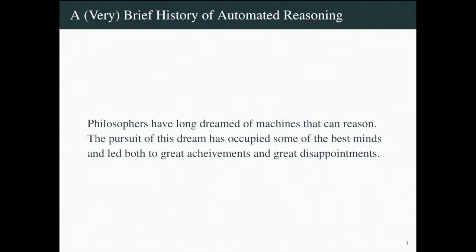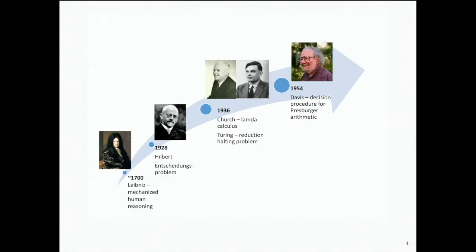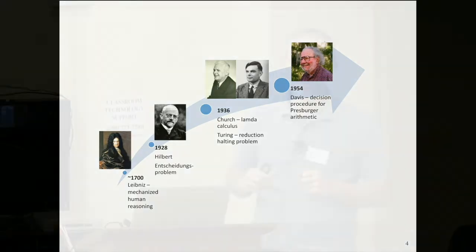All right, so to give you a very zoomed out view of the world, for many centuries, philosophers have dreamed of this idea of machines that can reason. And the pursuit of this dream has occupied some of the greatest minds of all time. So in a very brief timeline, you can go all the way back to Leibniz, one of the founders of calculus. He had this idea that eventually, philosophers wouldn't need to argue anymore. They would just say, let us get out our machines and calculate. And the calculation will tell us the answer to all great philosophical questions.